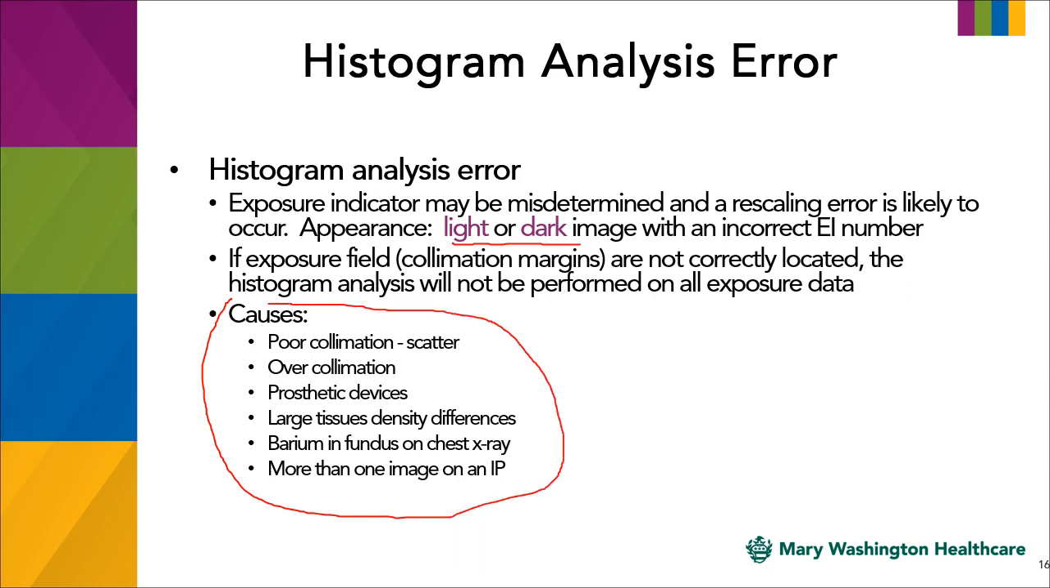A very common one is poor collimation with scatter, over-collimation, so collimating too much. Prosthetic devices, large tissue density differences, barium in the fundus on a chest x-ray, more than one image on an imaging plate. Back to collimation, it's not having the correct borders, so you have to have at least two borders. So there are all these histogram analysis errors that can occur with CR, and so it's not going to come out perfectly like you would with DR.